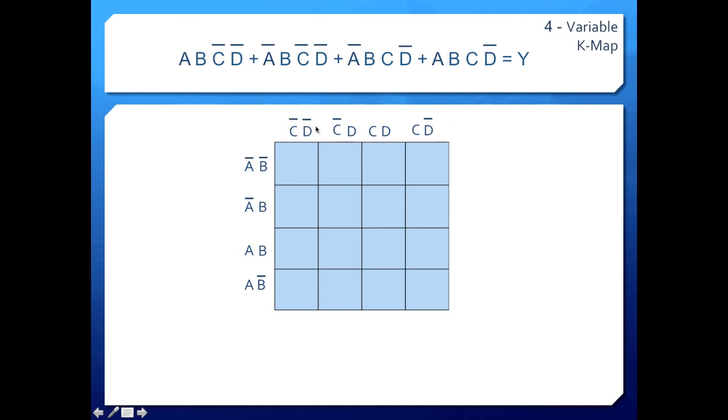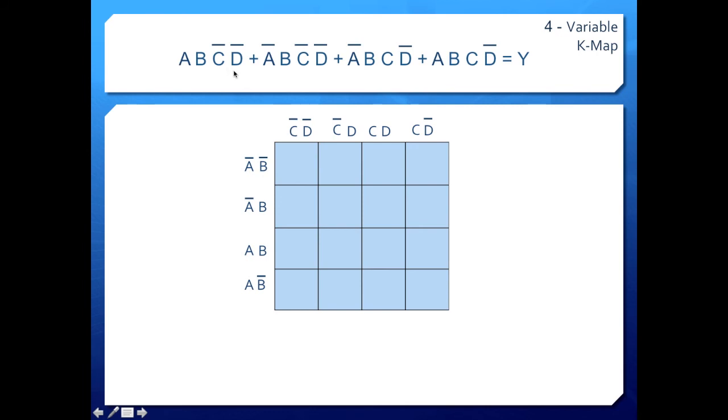Same thing applies here. So not C, not D. We change the D, so not C D, and then we change the C to C D, and then we change only the D again, so we get C, D naught, and then all the way back to the beginning. So let's populate this with our ones, and we're going to go through this fairly quickly as we continue on here.